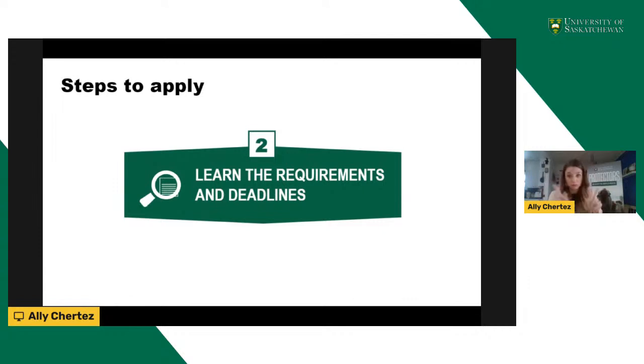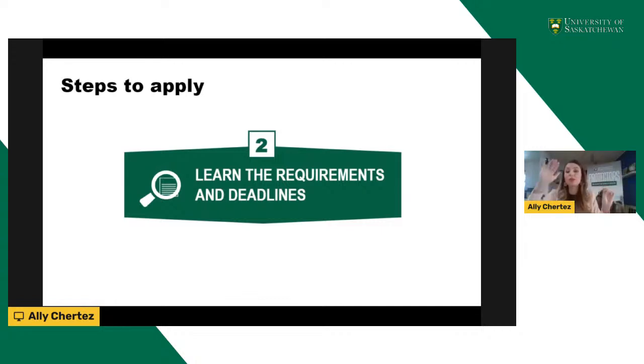If you're wanting, however, to learn the requirements for your program and make sure that you have all of the requirements for the program you're interested in applying to, you can go to admissions.usask.ca. Again, admissions.usask.ca, just under requirements and deadlines, we have a fantastic tool that can pull all of this information into one page, a one-stop shop access to information for you.